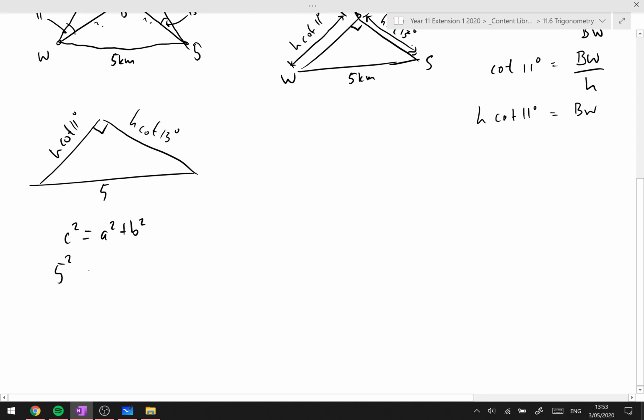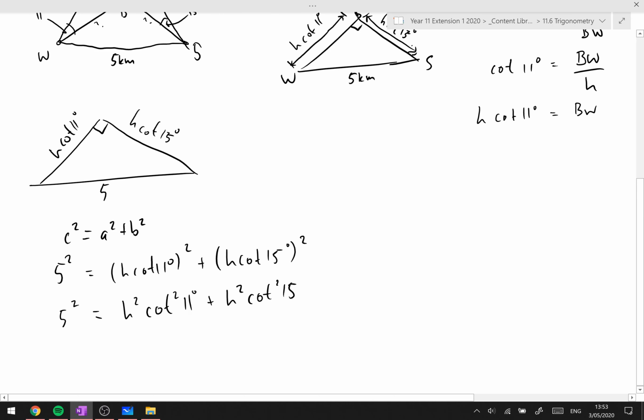Substituting some values in, we get 5 squared is equal to h cot 11 degrees squared plus h cot 15 degrees squared. Expanding these out, we get 5 squared is equal to h squared cot squared 11 degrees. When you're squaring a trigonometric ratio, the squared goes with the function, not after it. You can do it both ways, but this is the more proper way. So this becomes h squared cot squared 15 degrees.